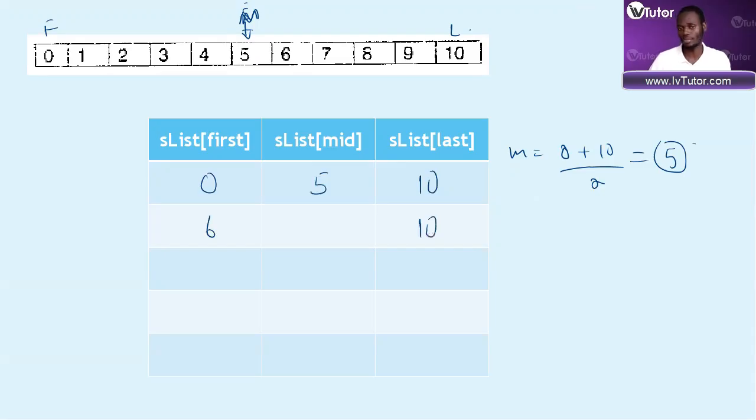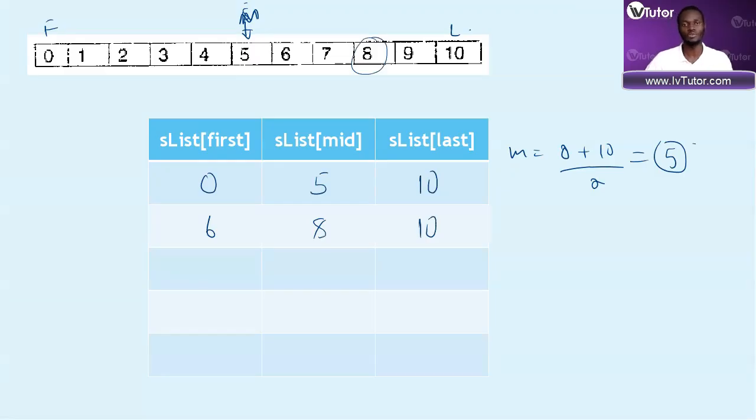And then you recalculate your mid, which is 10 plus 6 over 2, you get 8. Therefore, 8 becomes your mid index. And then you compare, is 8 less or greater than 11? Since it's less, it means you want to focus on the top half of the array. That means your first becomes mid plus 1.